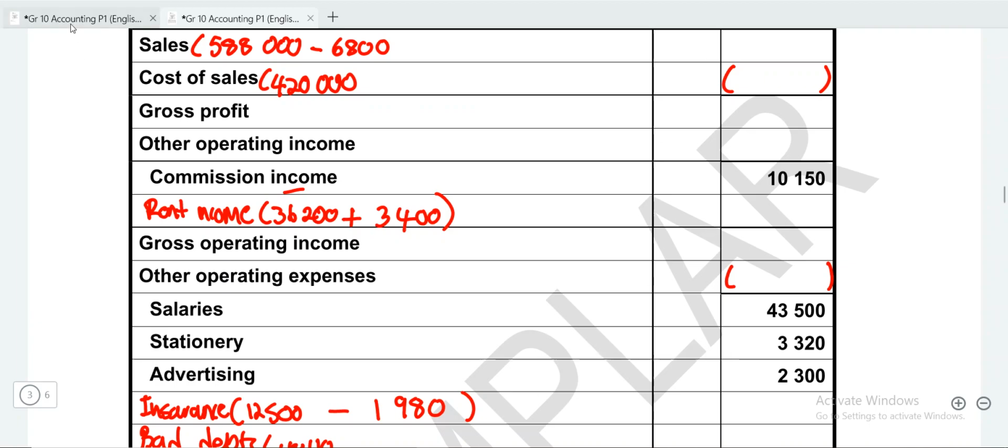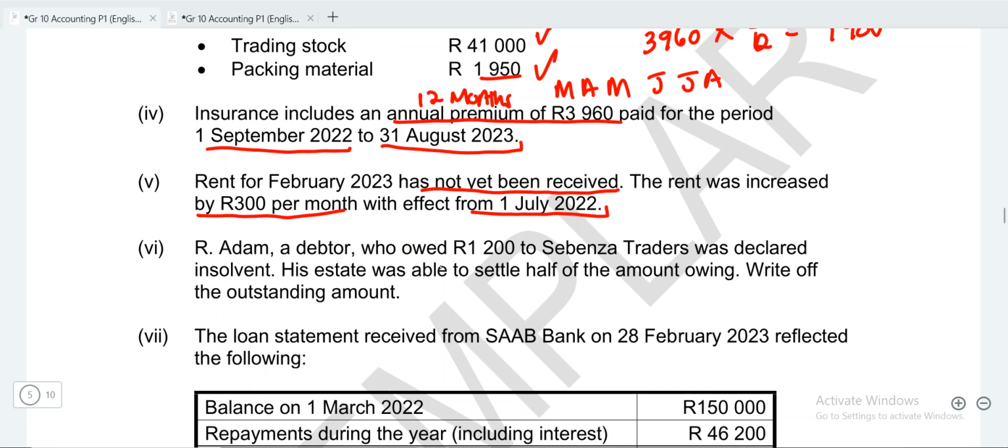The next transaction says that a debtor who owed 1,200 to Sebenza Traders was declared insolvent. I normally tell learners that if you hear that someone is insolvent, think about someone who is broke beyond measure and they cannot pay you. Here they're saying that his estate was able to settle half of the amount owing. So in other words, they were able to pay us 50% of this, and the instruction says to write off the outstanding amount. In other words, we must write off the amount that this person could not pay us. They only managed to pay us half, so we must write off the half that remains.